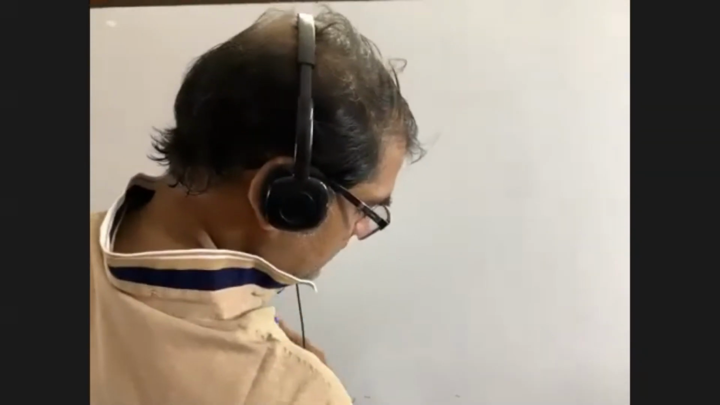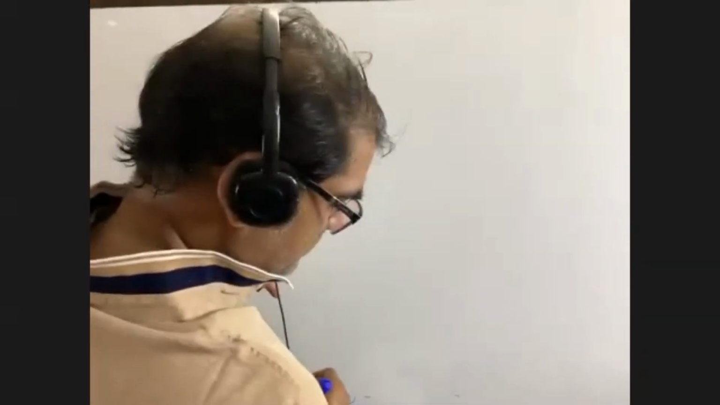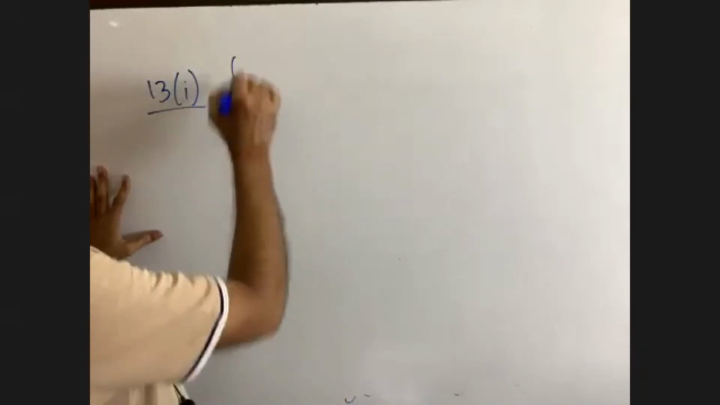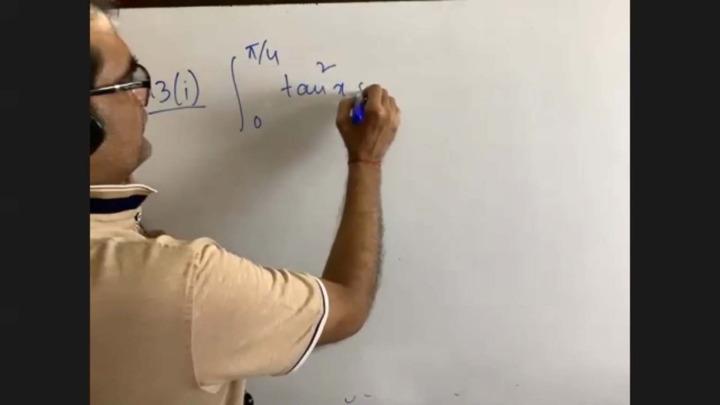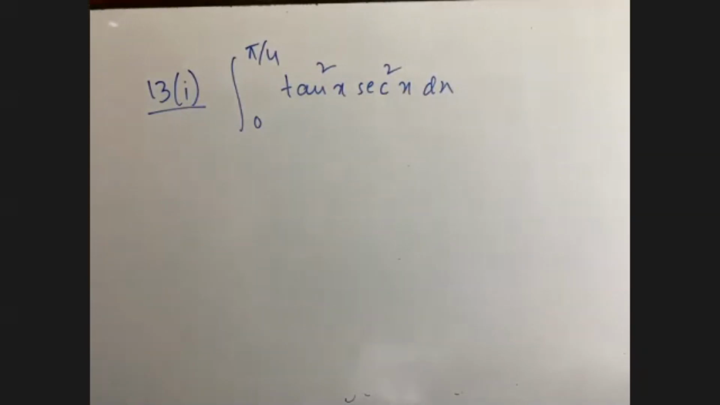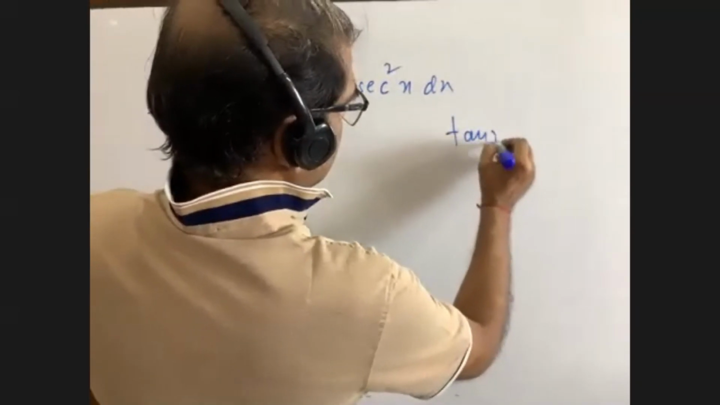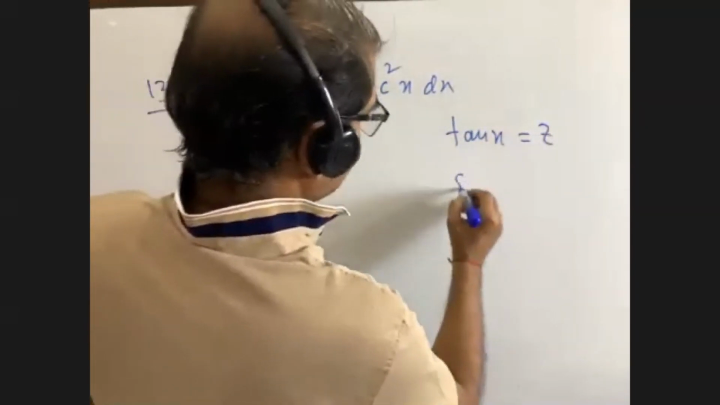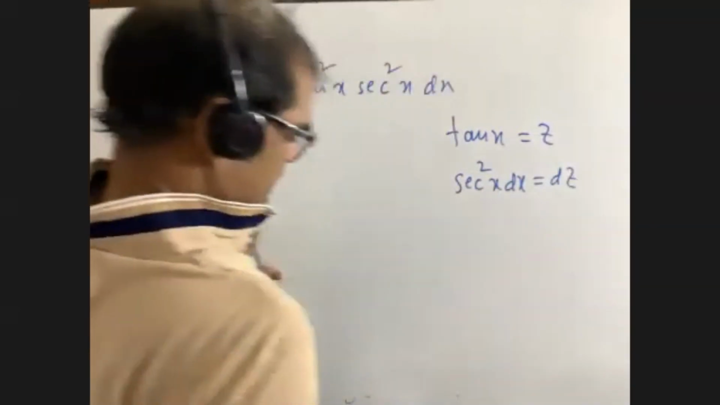Now, question number 13(1). Tan square x sec square x dx, from 0 to pi by 4. Can you do it? What will you do? Tan x equals to z. So we are getting sec square x dx equals to dz. Okay?